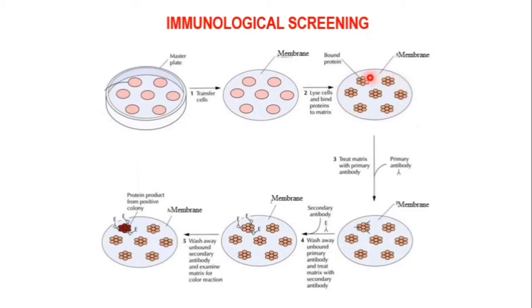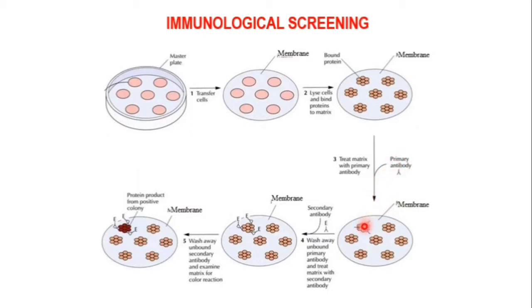To this protein-containing nitrocellulose membrane, we will add a primary antibody. The primary antibody will be highly specific to the protein produced by our desired gene. So this primary antibody will bind over the desired protein area.